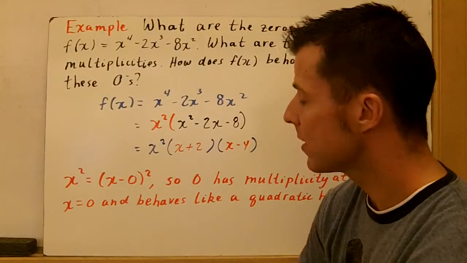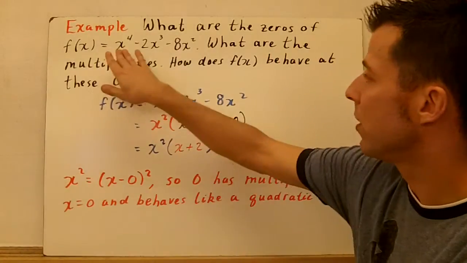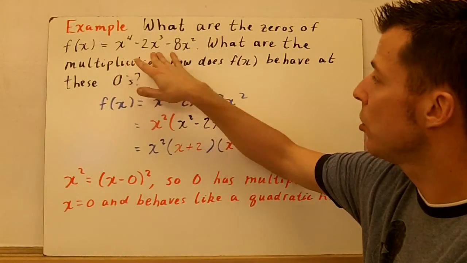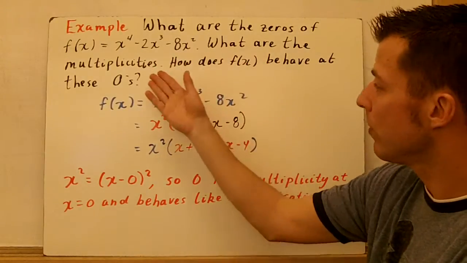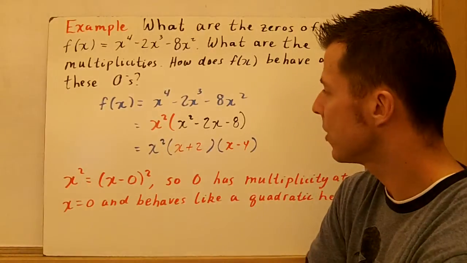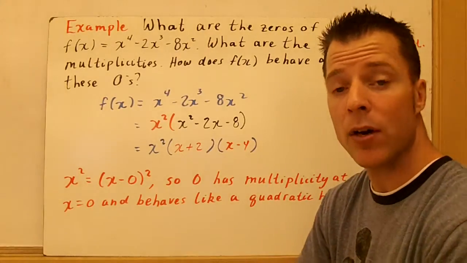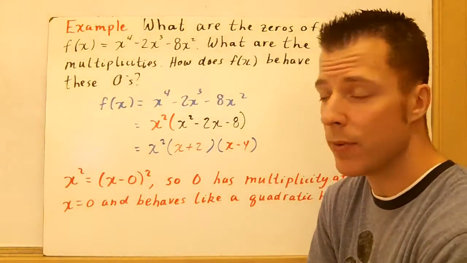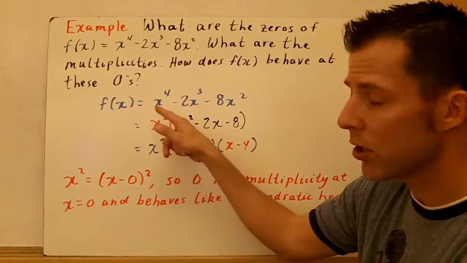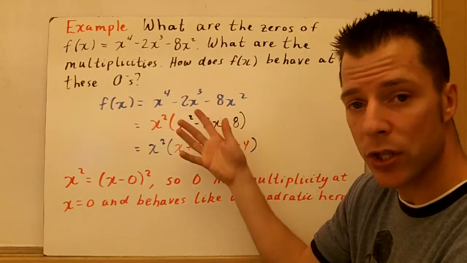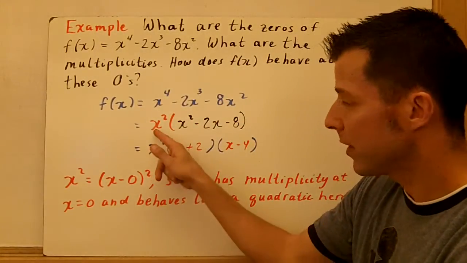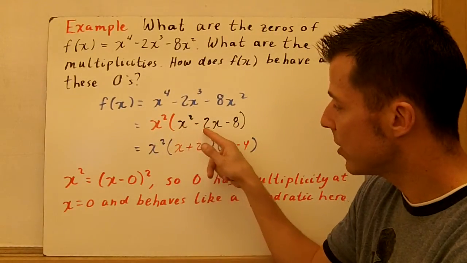Okay, so in this last example, what are the zeros of this function, f of x equals x to the fourth minus 2x cubed minus 8x squared? What are the multiplicities? How does f of x behave at these zeros? Okay, so I have my function. I really want to know the zeros so I can determine the multiplicity. I go ahead and factor out an x squared, the GCF, because x squared is the largest term that goes into all three terms.